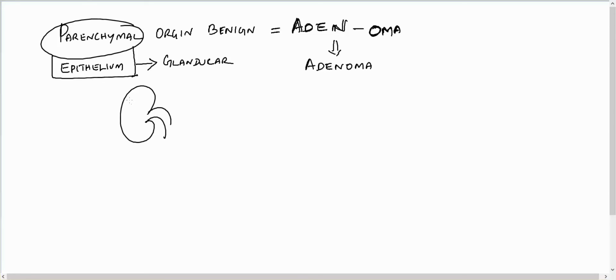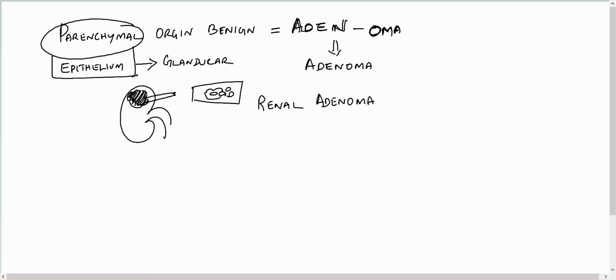For example, this is a kidney and the person has a tumor and you took a biopsy from this tumor and you are seeing under the microscope, and this tumor is forming a lot of glandular structure and it is benign. So how do you call it? Kidney means renal and it is from the epithelium, it is forming glandular structure and it is benign. It is called renal adenoma.